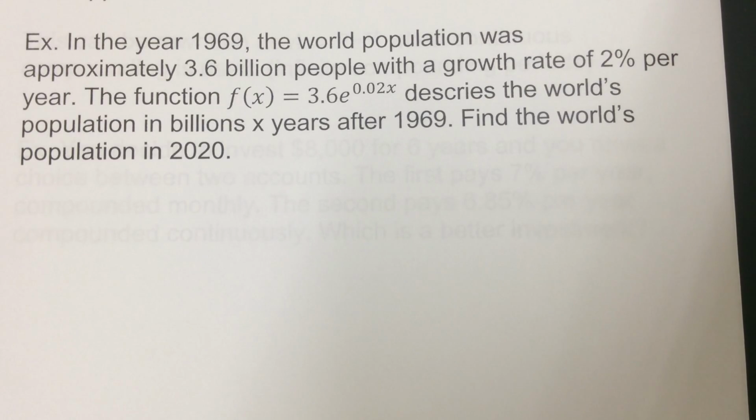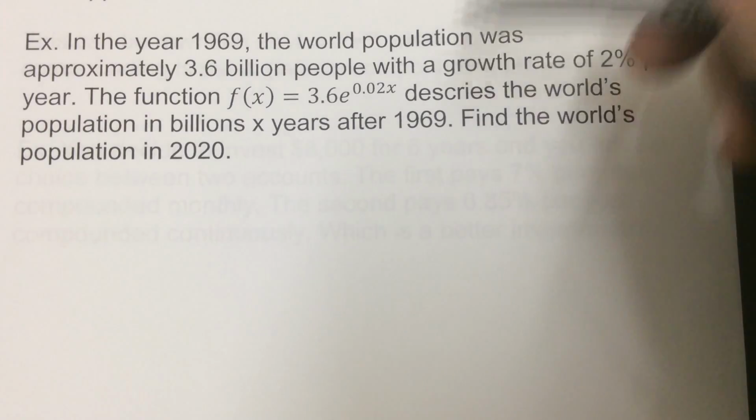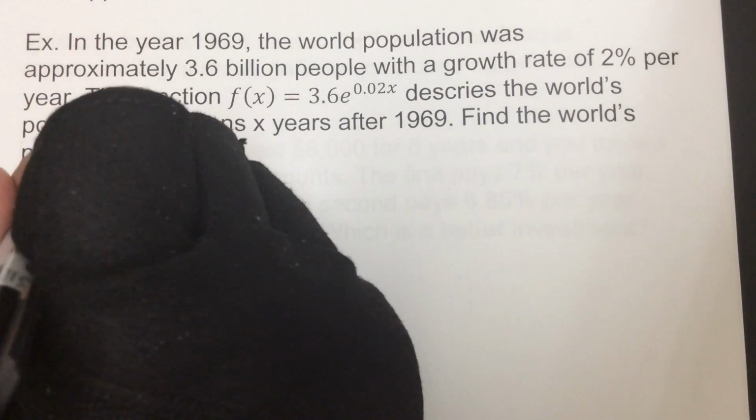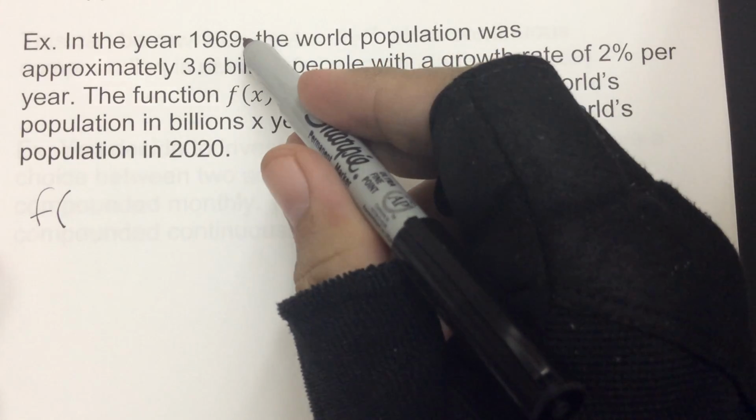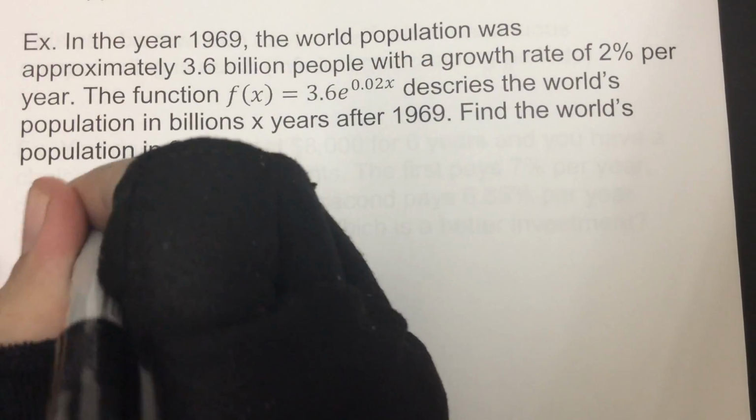Now I know 2020 has come and gone, so we could actually look this up and see what the real one is. But we're going to see what this function predicts the population will be. So first off, we're going to do f of, well, what is our x? x is going to be how many years after 1969? So 2020 minus 1969, we get 51.